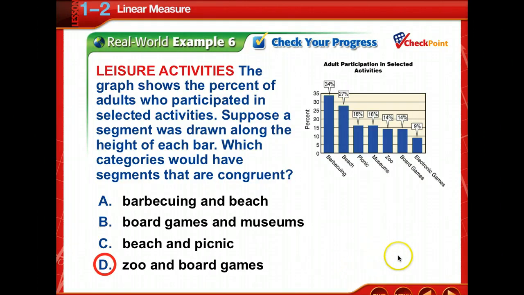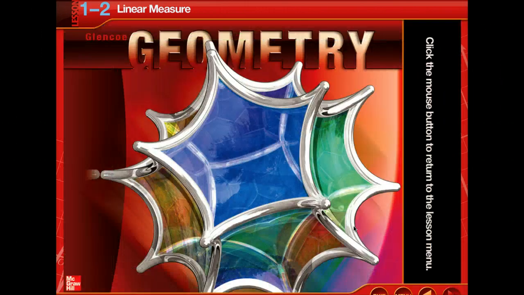Why, sure, zoo and board games, right? They're both at 14%. If they'd had picnic and museums listed together, that would have been a choice, but they didn't. So very good. You are ready to begin your assignment.